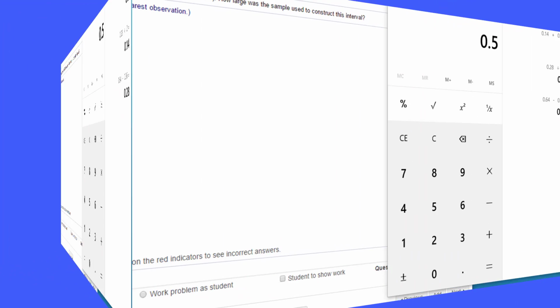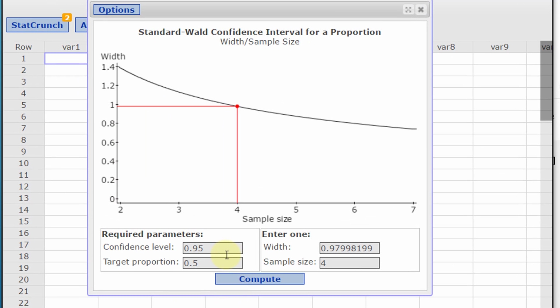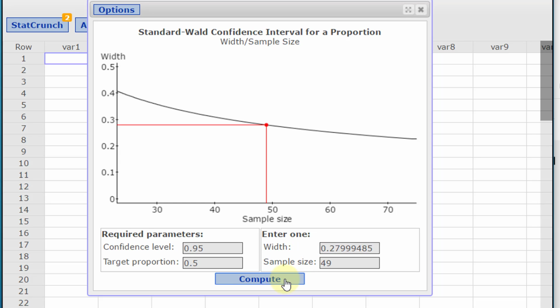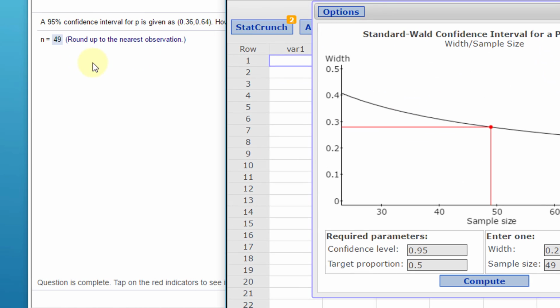So let's bring up StatCrunch. Now the dialog defaulted to 0.5, and that is our target proportion, so we'll just leave it at 0.5. But we need to put the width in there, 0.28. Many times when I'm doing this, since we normally calculate the margin of error, I will put the margin of error in there. Of course, that will give you the wrong value. Width is twice the margin of error. So let's click compute, and we get a sample size of 49 for n, and let's see, yes, that's the value that they want.